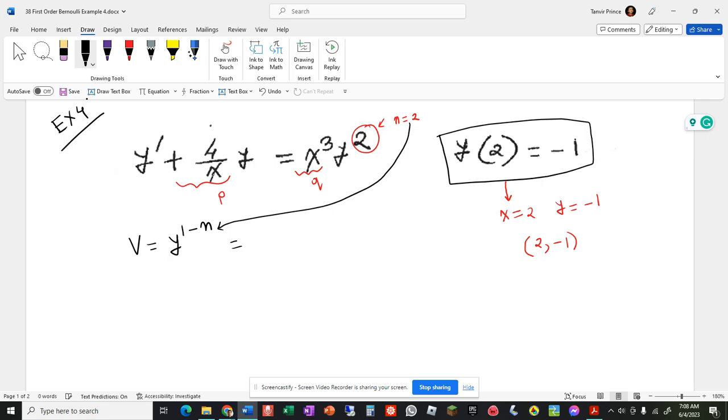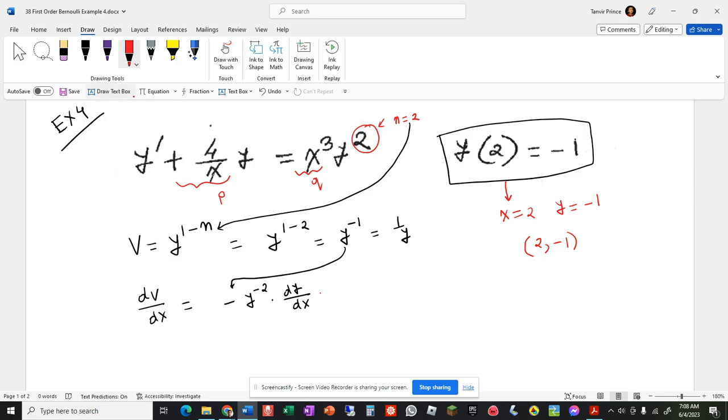So let's continue. y to the power 1 minus 2, or y to the power minus 1, or 1 over y. Let's take the derivative of both sides with respect to x. So I get dv/dx. The derivative of y to the power negative 1 is negative y to the power negative 2 times dy/dx, chain rule, right? Solve for dy/dx. So you multiply both sides by negative y squared.